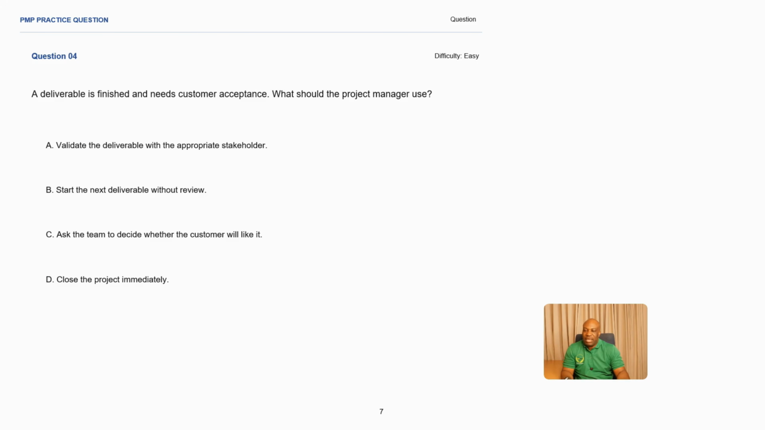Practice question number 4. And also the difficulty is considered to be easy here. A deliverable is finished and needs customer acceptance. What should the project manager use? Okay. A deliverable is finished and needs customer acceptance, which means you've finished the deliverable. Now we want the customer to accept. What should the project manager use? Okay. A, validate the deliverable with appropriate stakeholder for acceptance. B, start the next deliverable without review. Okay, so this obviously can be eliminated. You cannot start the next deliverable without review of the customer.